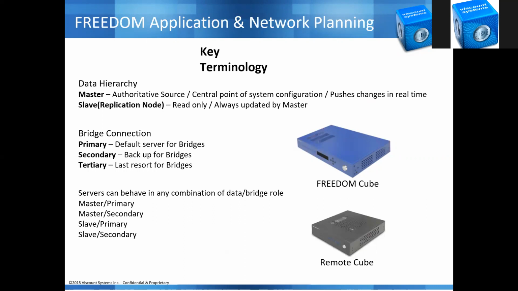A Freedom server can be a master server or a slave replication node. For bridge connections, they look to servers for authentication. They can be programmed to look at 3 different servers: a primary, a secondary, or a tertiary. Servers can behave in any combination of data in bridge role.